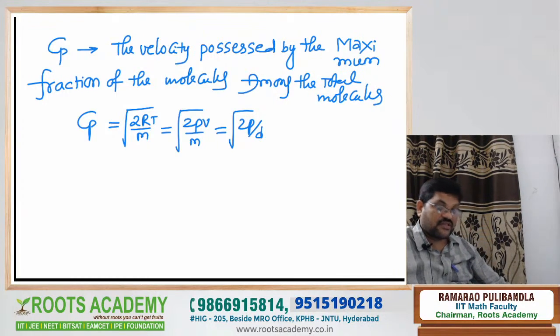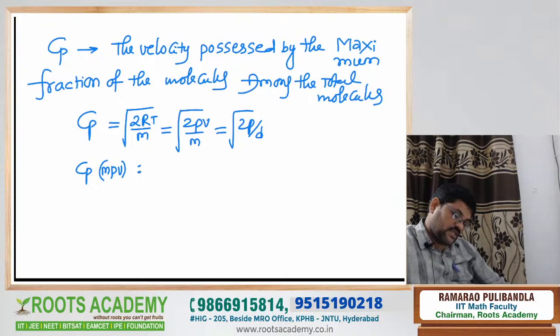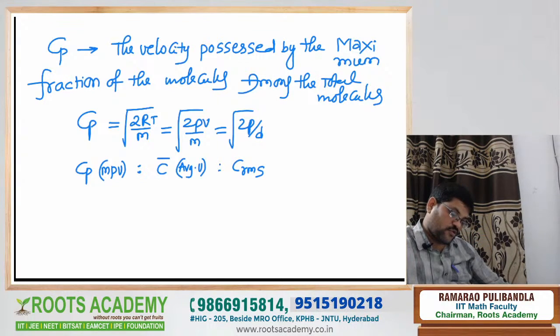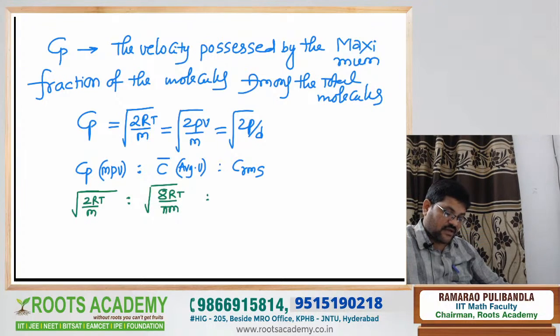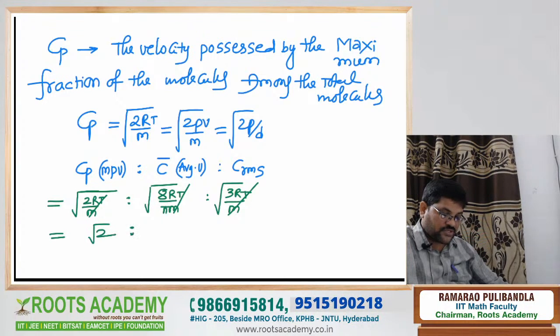Now the relation is also very important. Most probable velocity Cp is to average velocity C bar is to C RMS. Most probable velocity is root over 2RT by M, average is root over 8RT by pi M, and RMS is root over 3RT by M. The common factor is RT by M. What we get is root 2 is to root 8 by pi is to root 3. So from that, root 2 means what do you write?